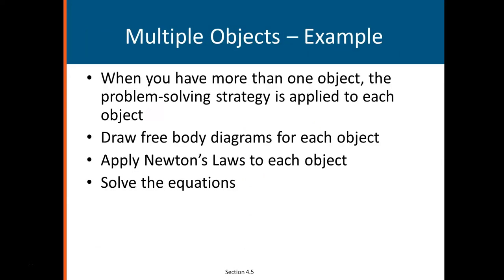When you have multiple objects, the way you want to solve it is to draw a free body diagram for each object. That should be your first step: draw free body diagrams for each object and label which object is which. The second thing you want to do is apply Newton's laws to each object. Basically you're going to write what I call a net force equation, or an F-net equation. That means setting up all the forces on that object, adding them together, and then setting that equal to ma.